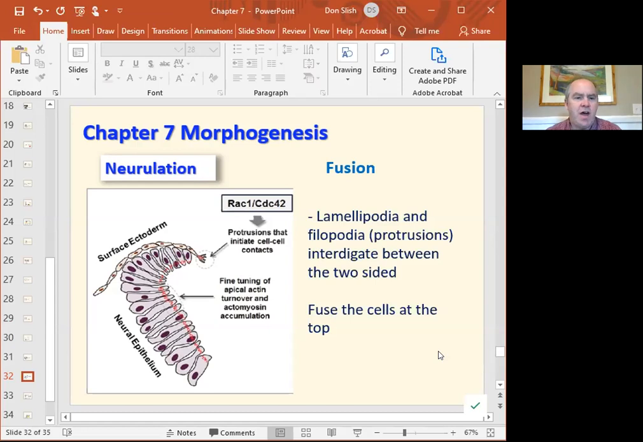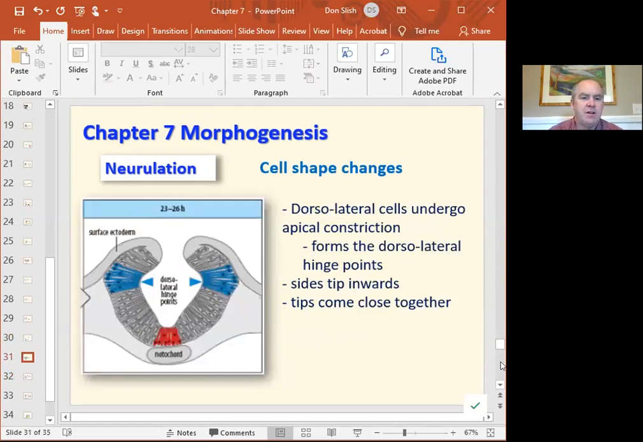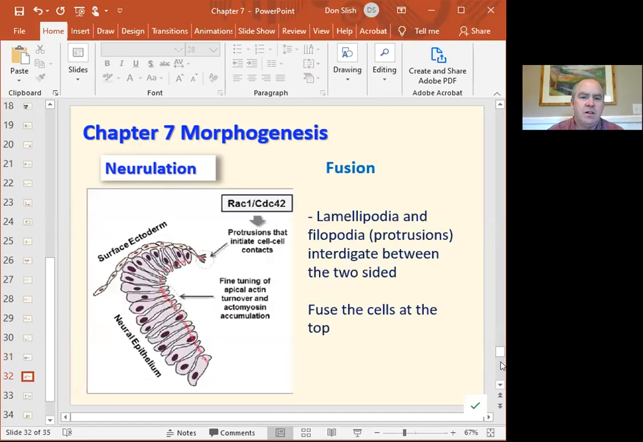Okay, so that's all I have for neurulation. Basically, it's all about cell shape changes here. First, you've got your medial hinge that wedges up and causes a neural groove, and then you've got your dorsolateral hinges that bring the sides of the neural folds together, and then you've got lamellipodia that fuse them together at the top, and now you've got yourself a neural tube. If it works right, right? And the book says it's a very complicated process. Sometimes it doesn't close, and if the neural tube doesn't close, typically that's an aborted embryo.